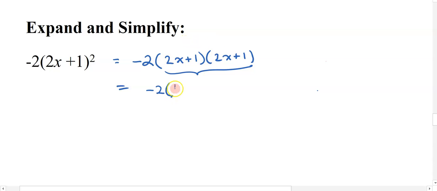So I'm going to get 4x squared plus 2x plus 2x plus 1. Careful, 1 times 1 is 1, not 2. Again, those are the typical mistakes I see. Now I can multiply the negative 2 in.